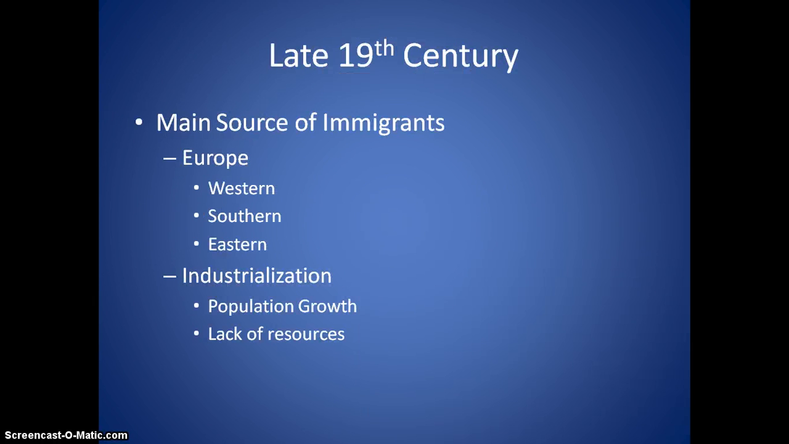The late 19th century, one of the more important events that's going on during this particular period is going to be the Industrial Revolution. Main source of immigrants again is going to be primarily Europe, but this time in Europe we're looking not just at Western Europe but also Southern and Eastern Europe. And industrialization is what's taking place during this particular period. So with industrialization, also coupled with the second agricultural revolution, you're going to have population growth. And then with that population growth, you're going to have the strain on the resources, whether we're talking about economic resources, land resources, or food resources.